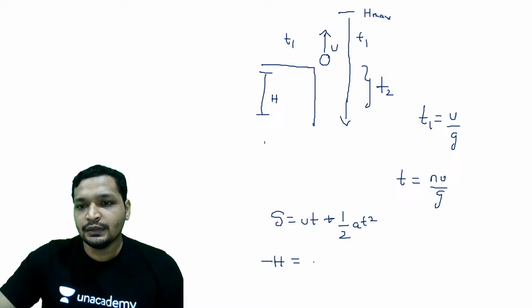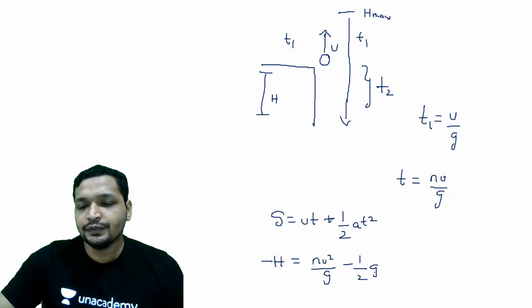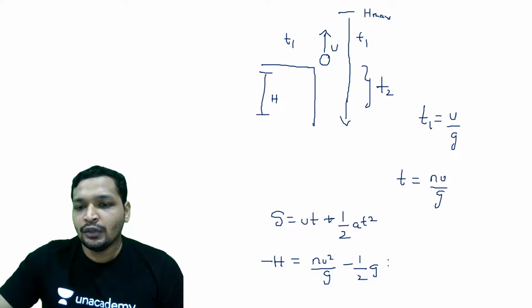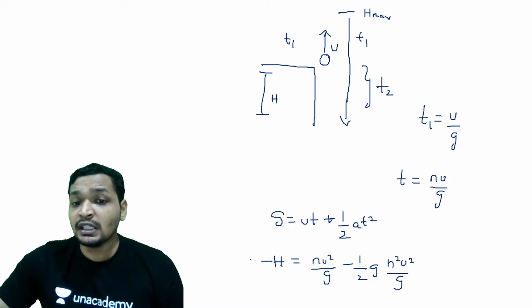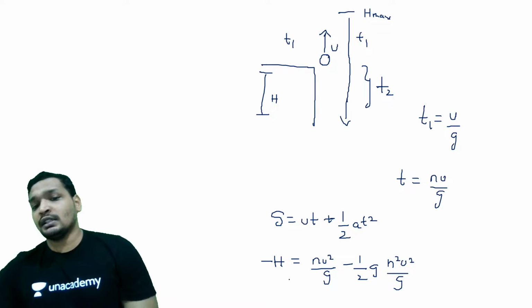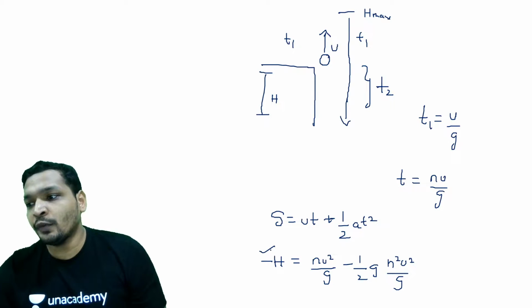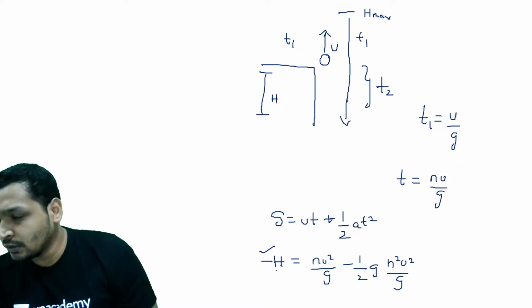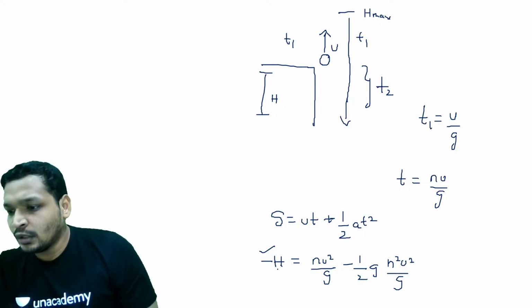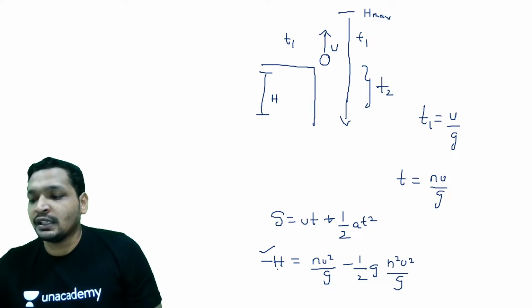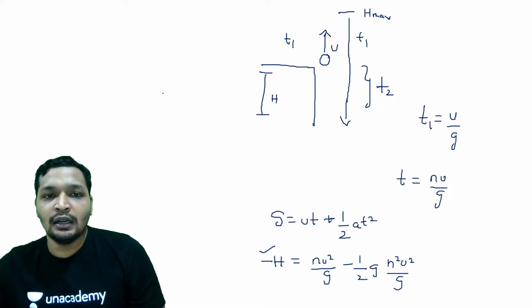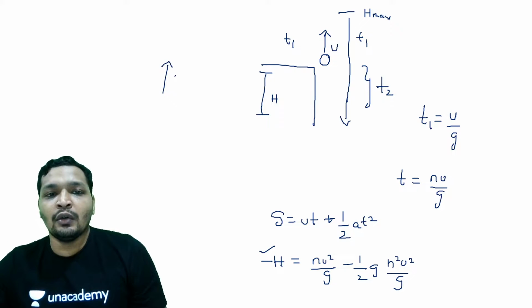If you do this, n into u square by g, I'm directly writing it down, this would be minus half g into n square u square by g. If this was not minus, you're going to get a wrong answer. This should be minus. I hope one of your options matches this minus. Minus in h, sign convention, right? So I'm saying this is positive y and this is negative y.